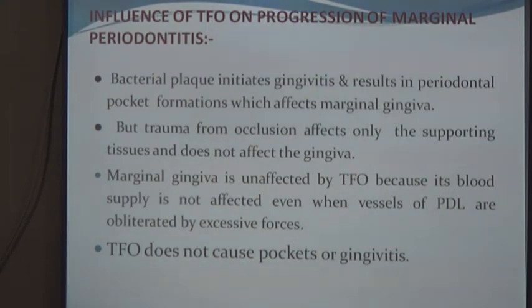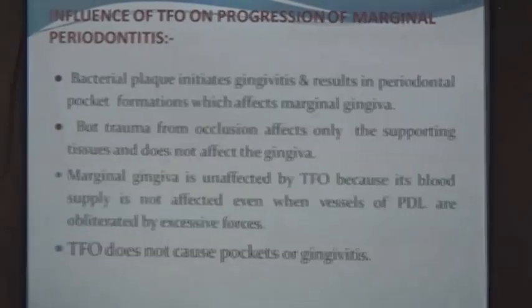Why doesn't it cause gingivitis? In trauma from occlusion, normally there is not going to be gingivitis. The patient will have firm, nice gingiva, and there is not going to be a pocket. At the same time, there will be resorption, tooth mobility, and pain. Why? Because the blood supply of the gingiva is not affected at all. The investing tissue is not affected in trauma from occlusion. Only the supporting structures are affected. This they usually ask in MCQ.